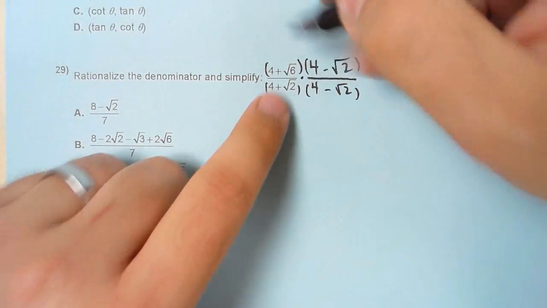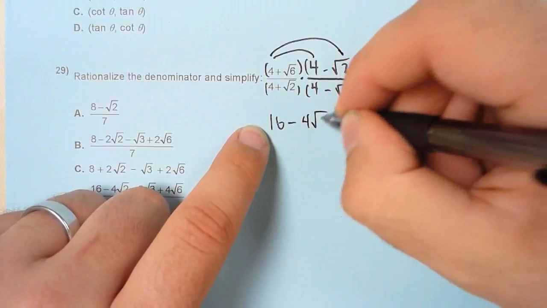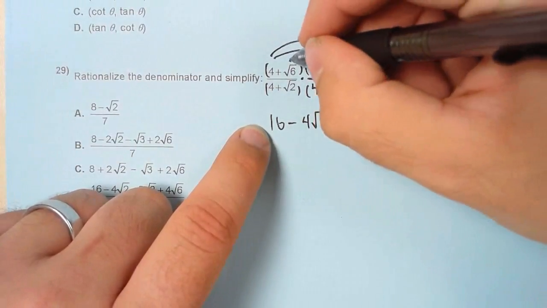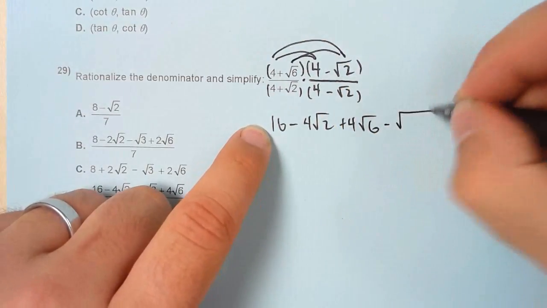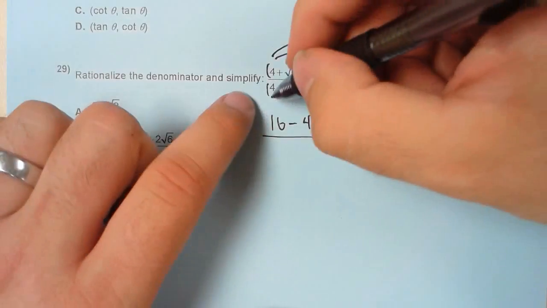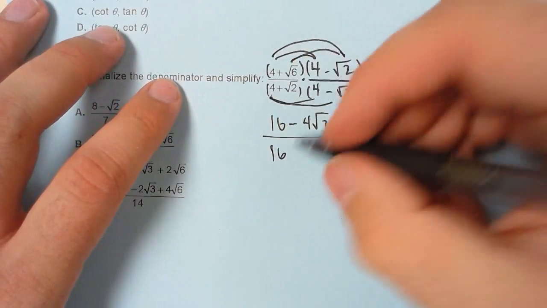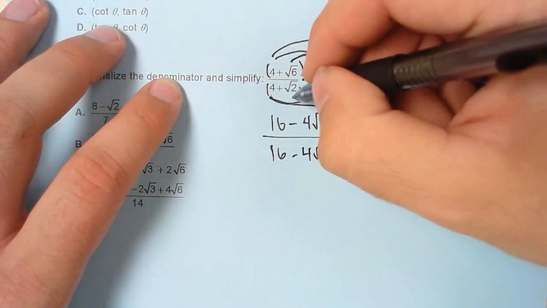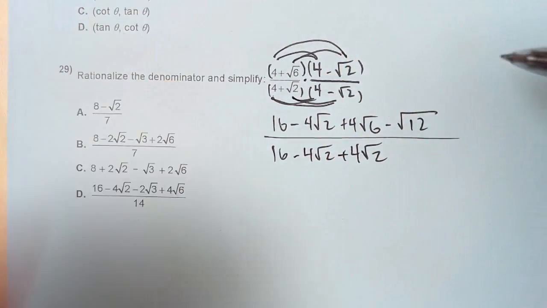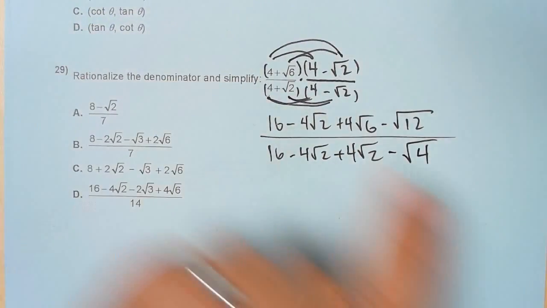So 4 times 4 is 16. 4 times the negative square root of 2 is negative 4 square root of 2. Square root of 6 times 4 is positive 4 square root of 6. And square root of 6 times negative square root of 2 is negative square root of 12. Okay, all divided by 4 times 4 is 16 again. 4 times negative square root of 2 is negative 4 square root of 2. 4 times positive square root of 2 is positive 4 square root of 2. And square root of 2 times negative square root of 2 is negative square root of 4, or 2 times 2 is 4.